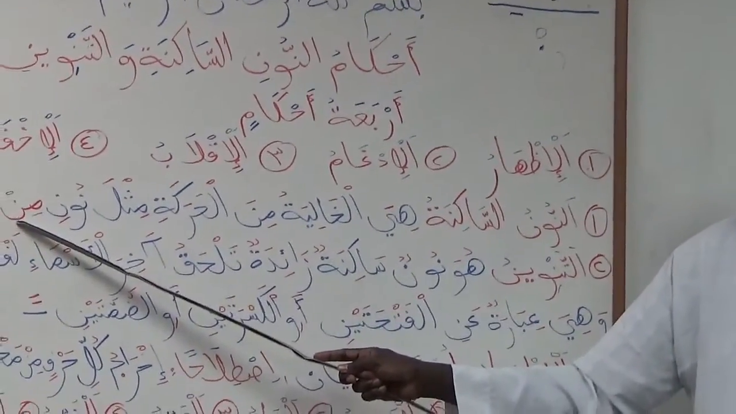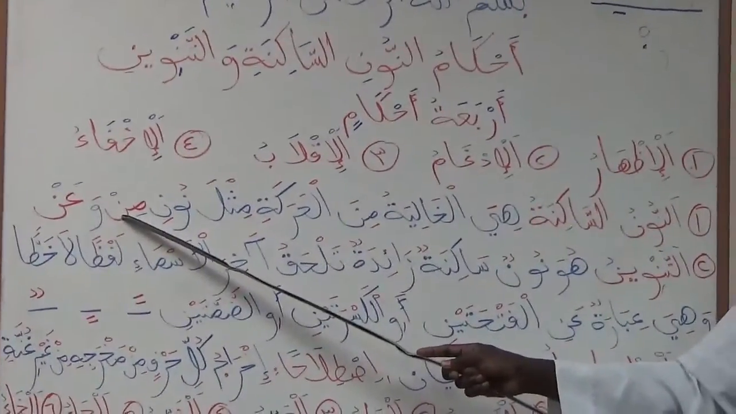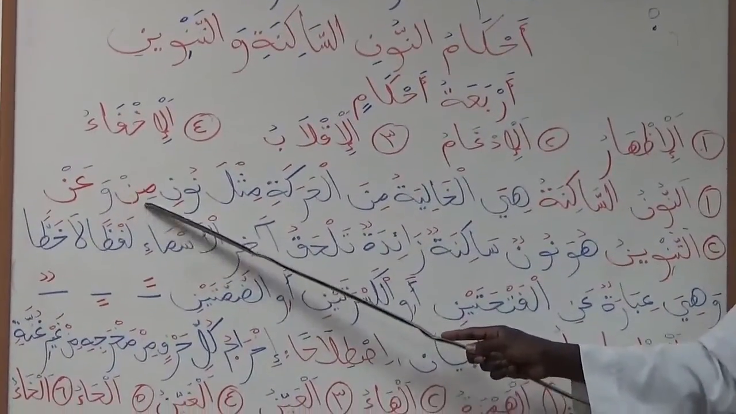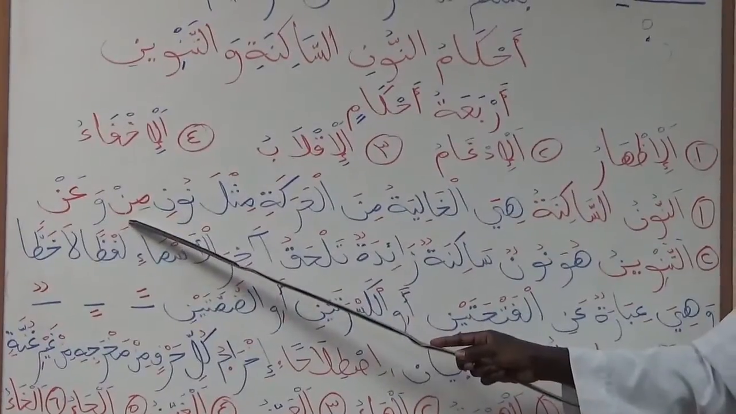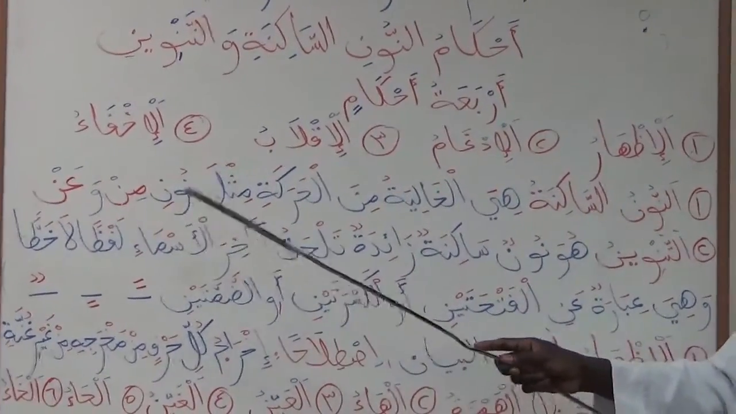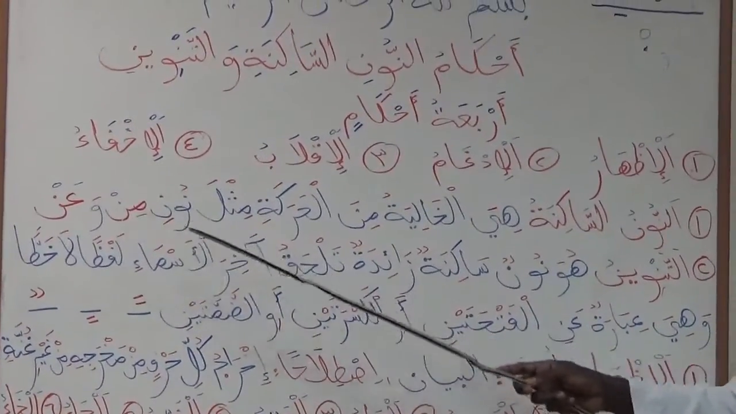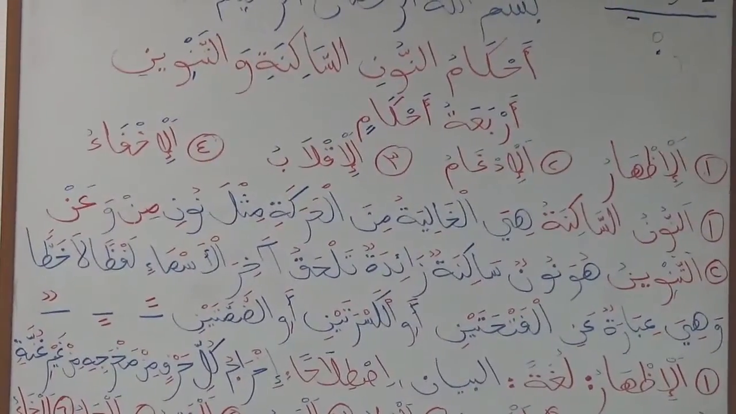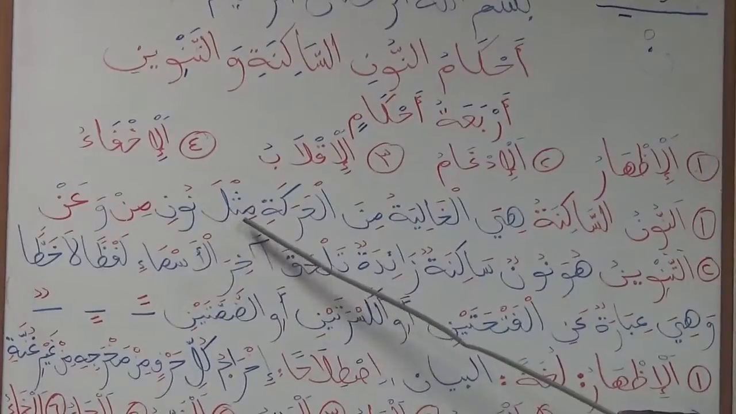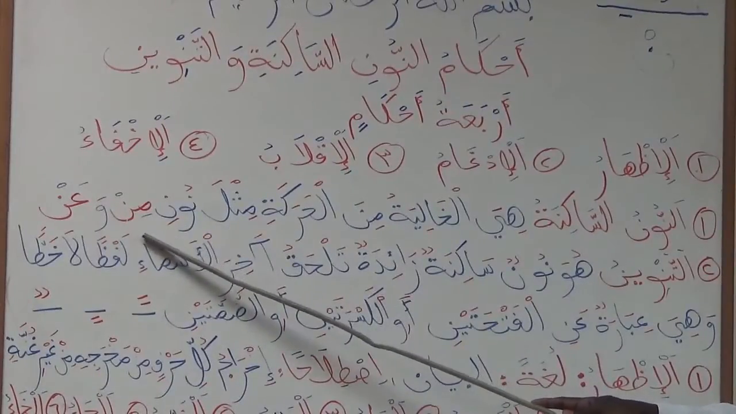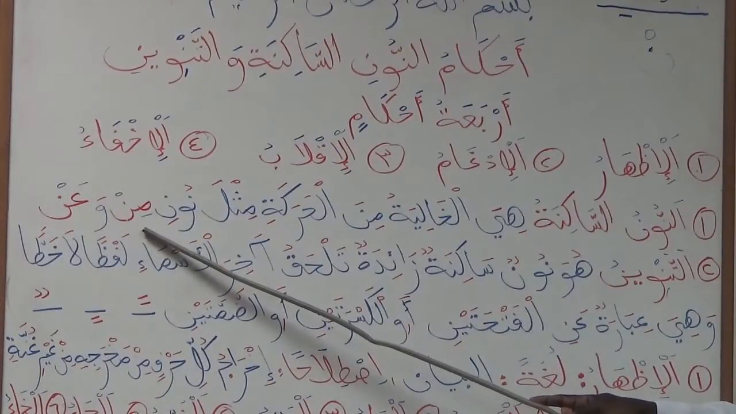Min is, in grammar, harfu jar. Excellent. So here, do we have a noon that has a sukun in this word, min? I see heads shaking. Say it again. Are we hungry? No. We can pause and have dinner. So let's say it again. Min. Do we have a noon that has a sukun here? Yes.